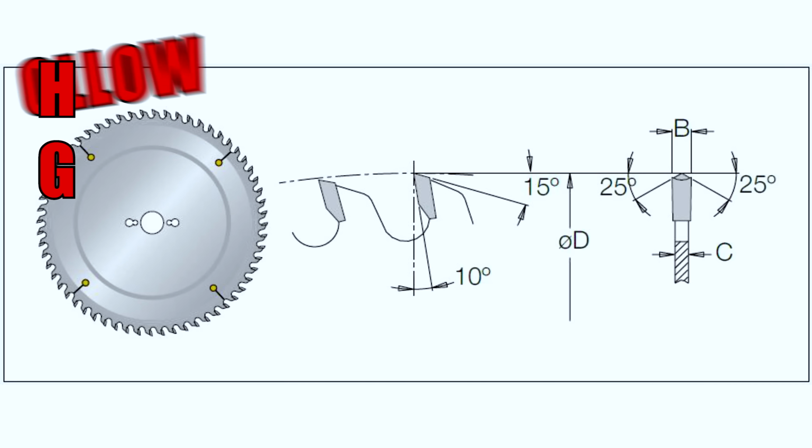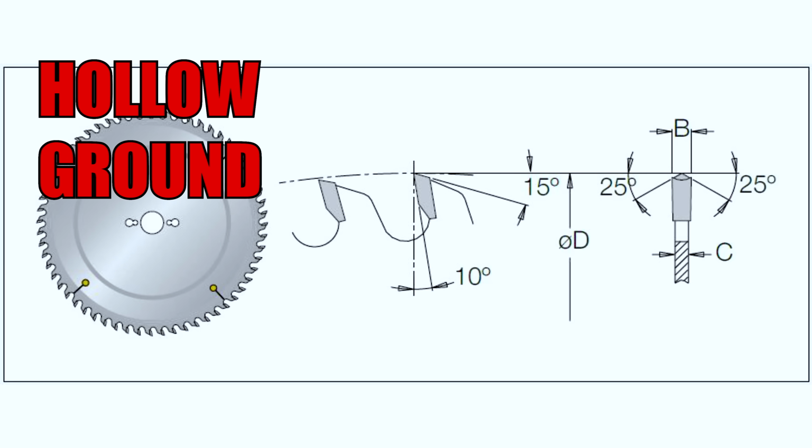There's also a hollow grind or HG. I don't think I've ever used one of those, but they're out there. On the hollow grind, you just basically got one that's a point and one that's kind of coned out.